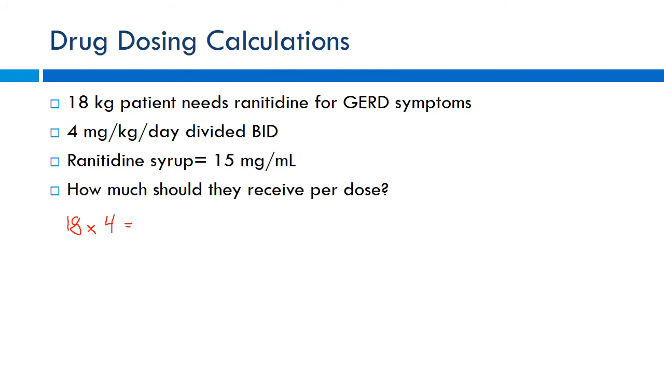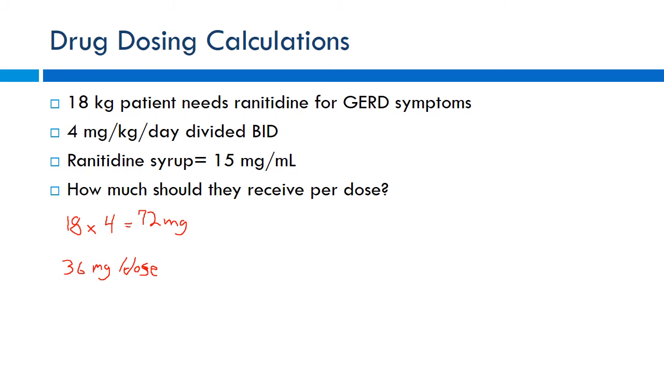So 18 times 4 equals 72 milligrams. That's how much the patient receives per day. But now we know we need to divide that twice a day. So 72 divided by 2 equals 36 milligrams. That's going to be per dose, right? Again, this is ridiculous handwriting, but that's per dose.